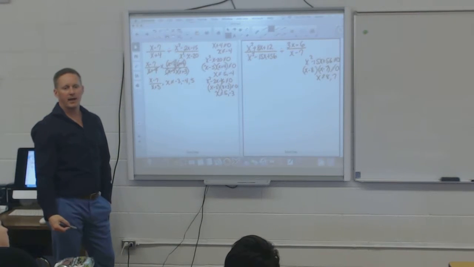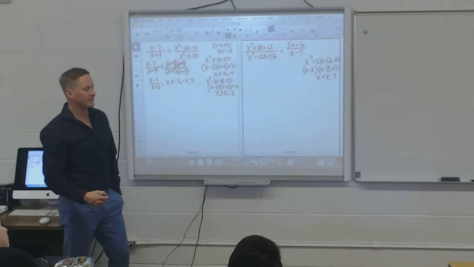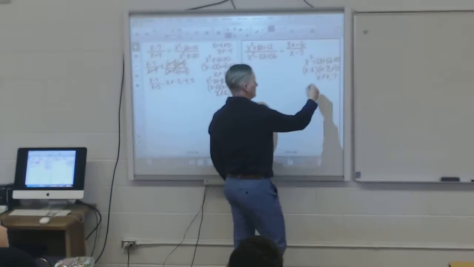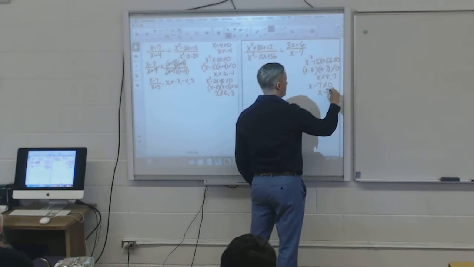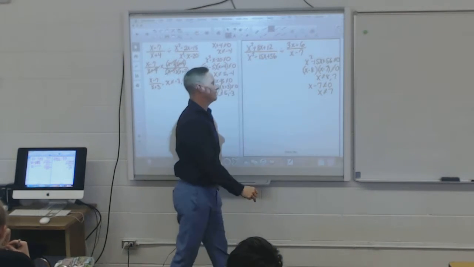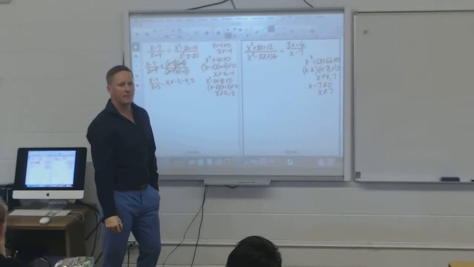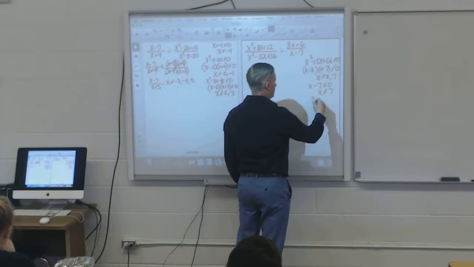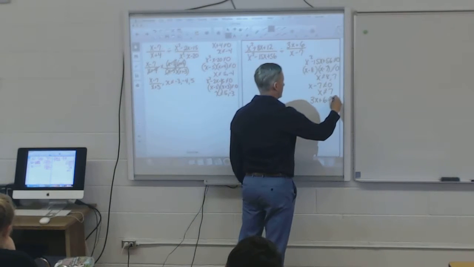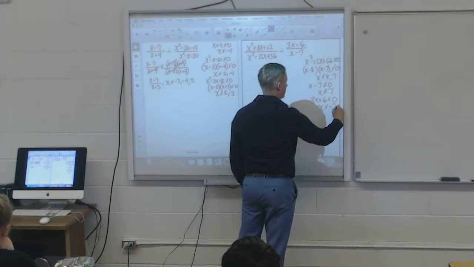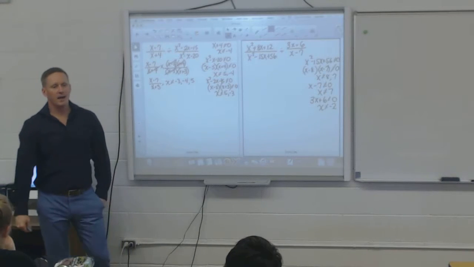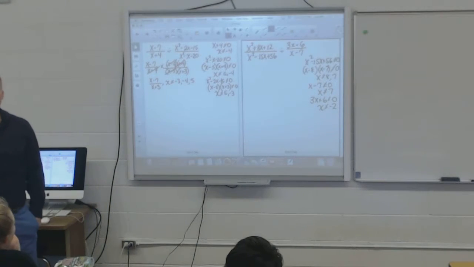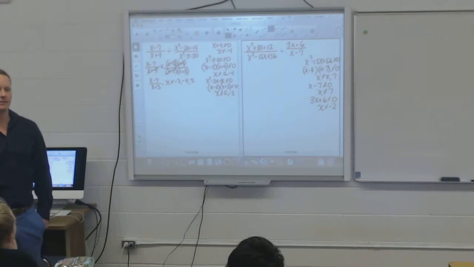Looking at the second fraction, I have to use both of them. So x minus 7 can't equal 0, x can't equal 7. I've already got that one. And when I look at the top, 3x plus 6 can't equal 0, x can't equal negative 2. So there's my 2. Now right now, the restrictions are irrelevant, like they don't mean anything to the question.